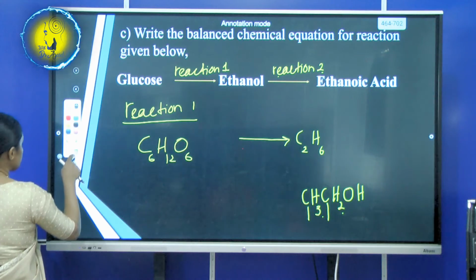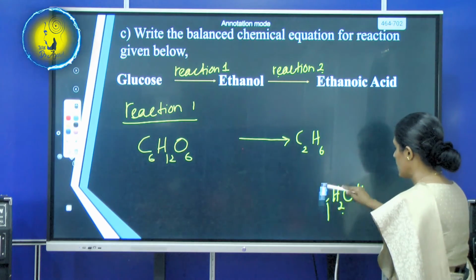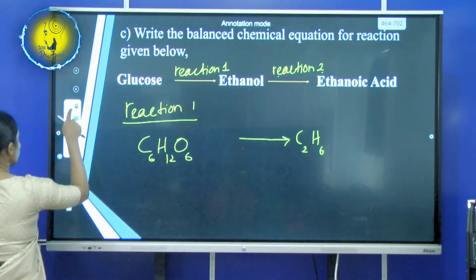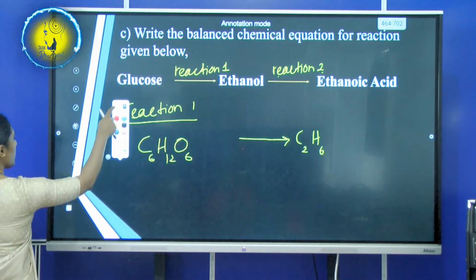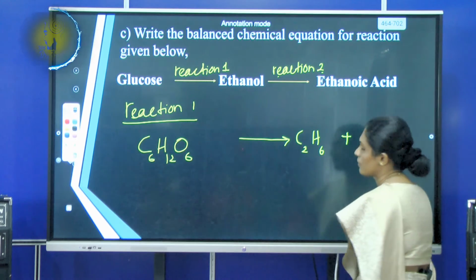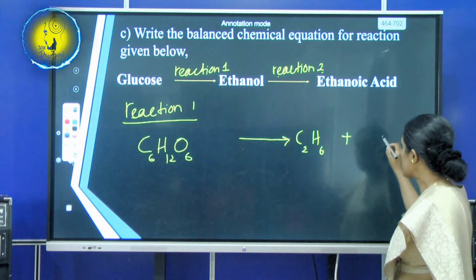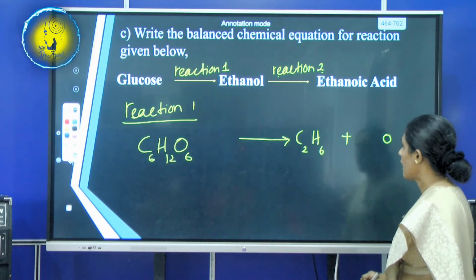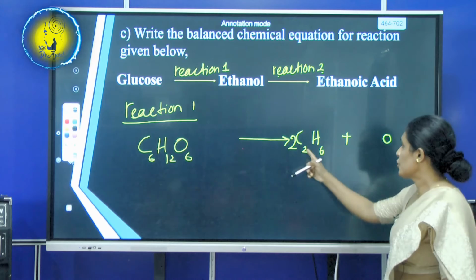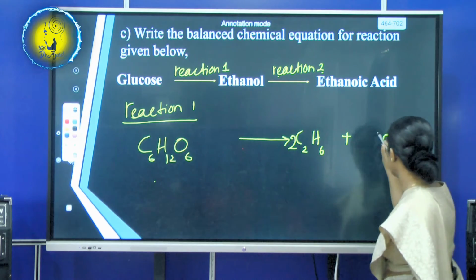Is it balanced? It's not balanced. What are we going to do now? We have to make it a balanced chemical equation. See what we are going to do. We need oxygen. Right, before that, to balance this one, I am going to write 2 here. 2 into 2, 4. But we have a balance here. Here we have 6, here we have 4.